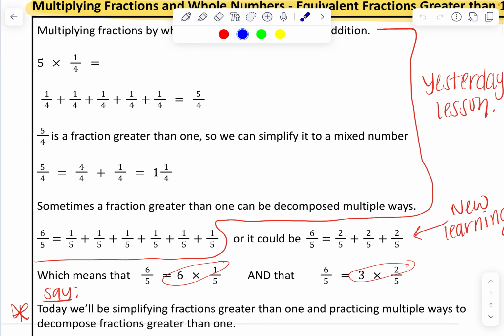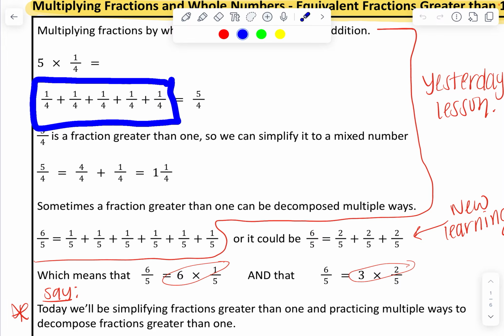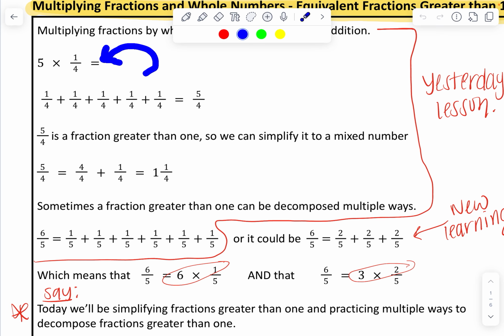So a unit fraction is a fraction with a numerator of 1, right? So all our addition equations had unit fractions, right? 1/4, 1/4, 1/4, 1/4, 1/4. And in this particular example, we see 1/4 is being added 5 times. So that is why it is equivalent to 1/4 times 5, or 5 times 1/4, giving us a total of 5/4.